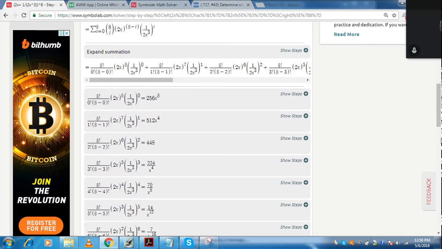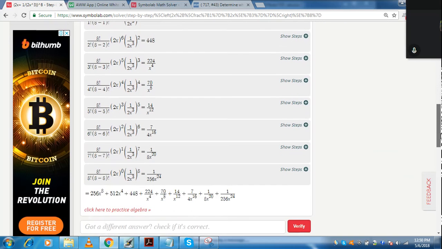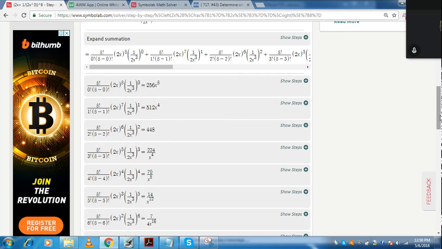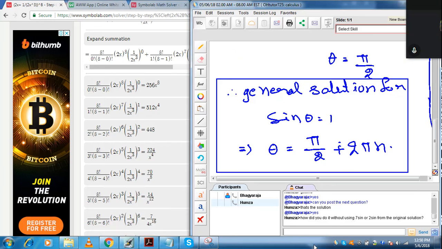So how will we get the independent term? Nothing but there is no x value. Okay, when there is no x value, then we can say it's independent of x.